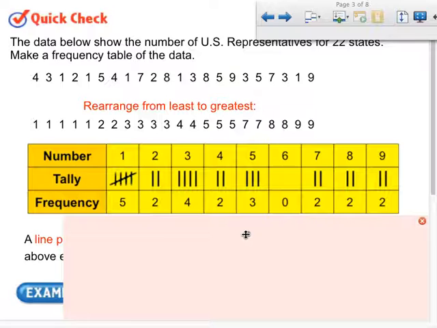Are we good? Easy stuff, right? So, looks like you have a question. We arranged our set from least to greatest. I had 5 number 1s, 2 number 2s, 4 number 3s, 2 number 4s, 3 5s, no 6s, okay? 2 7s, 2 8s, 2 9s, okay? Really easy. If you're not paying attention, you're making something easy difficult.